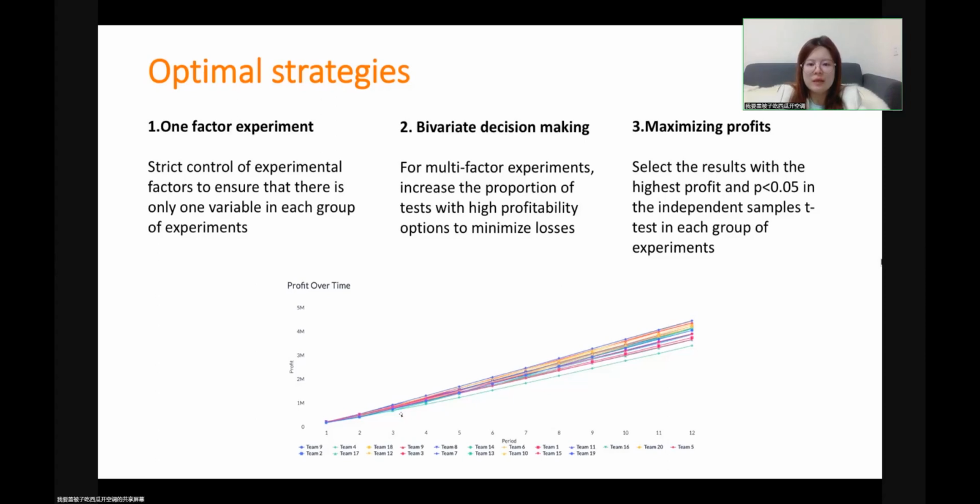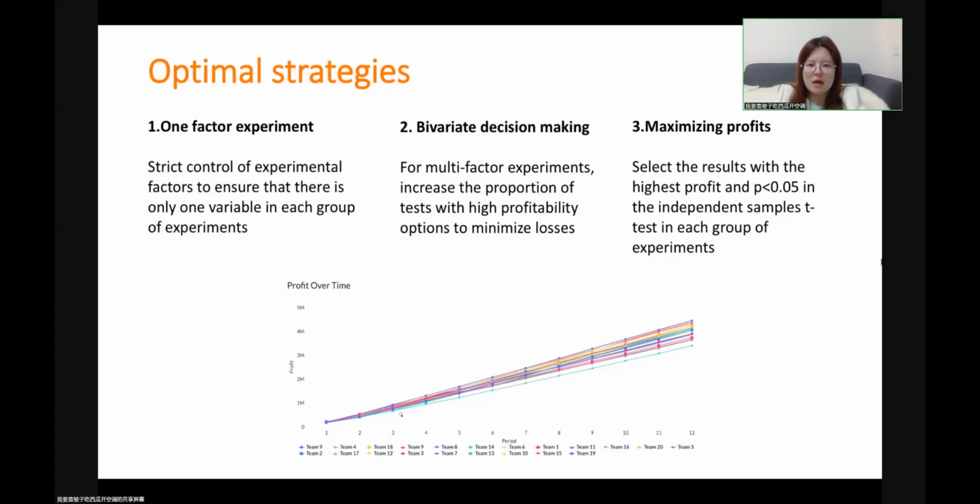bivariant decision making. This means that we cannot use profits alone to determine whether the experiment is terminated or continued, but we need to consider the highest profit and ensure that the factor p-value is less than 5% in the independent sample t-test in the current round.